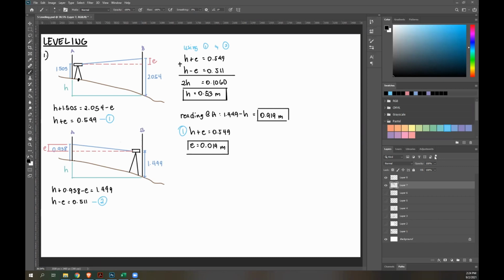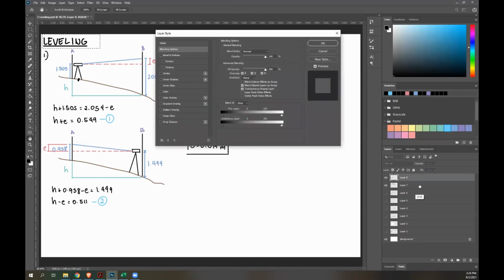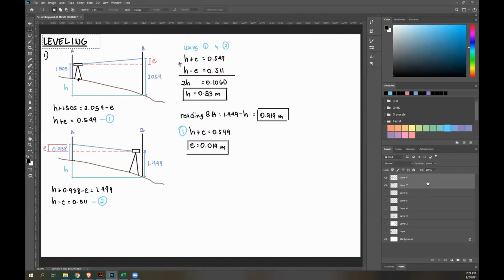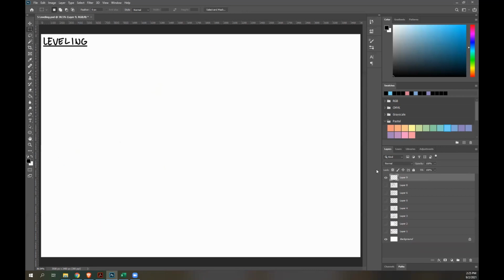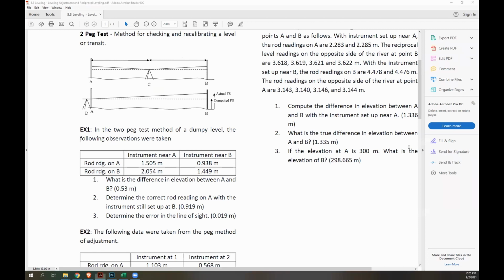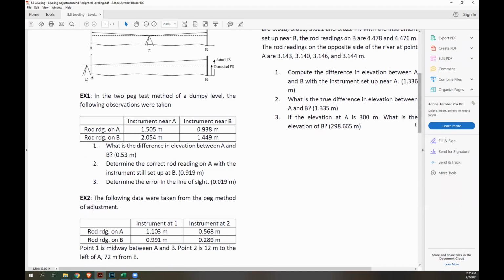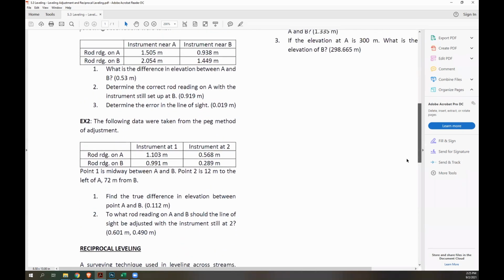So that's number 1. Let's have another example. Number 2. So number 1 is just figuring out the correct reading and the error. Number 2 would be the portion on calibrating.